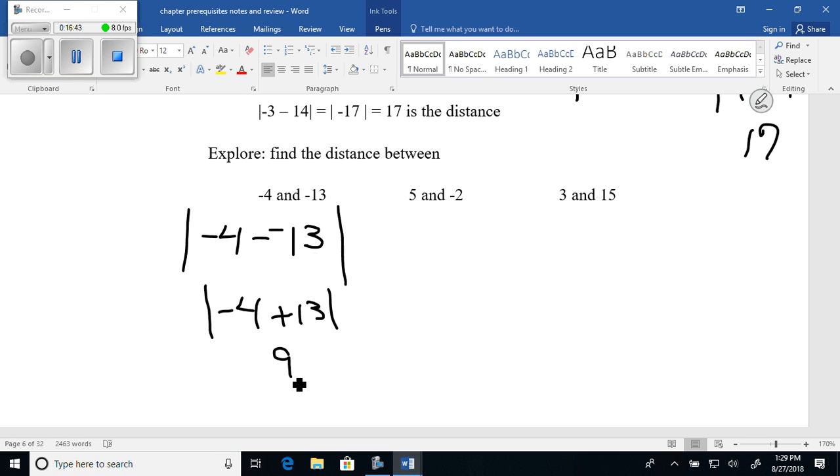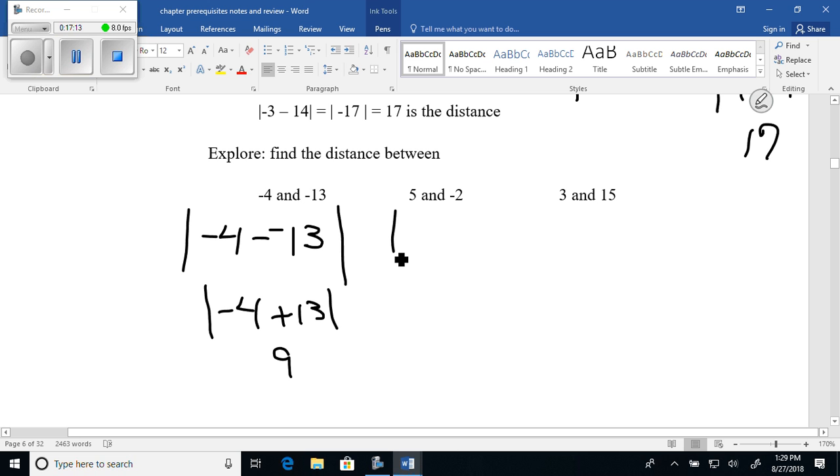Rachel, when you're finding the difference between two numbers, subtract. So if you put negative 4 minus 13, you actually were accurate. Do you understand? Yes. All right, next one.